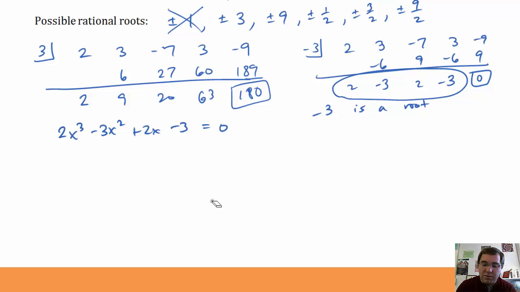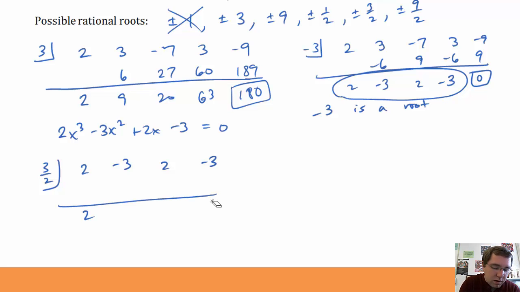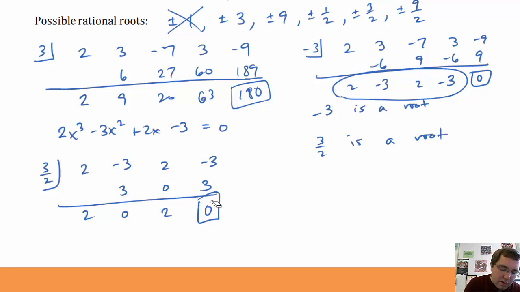Let's see what happens when we try positive 3 over 2. 2, negative 3, 2, negative 3. Those are the coefficients of my new equation, the cubic one that I'm trying to solve now. Carry down the 2, multiply, add, multiply, add, multiply, add. Hey, I get a remainder of 0. Cool. That means that 3 over 2 is a root.